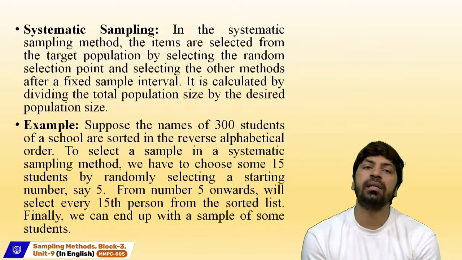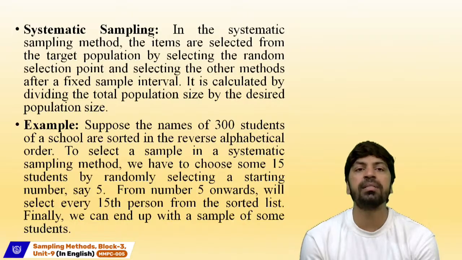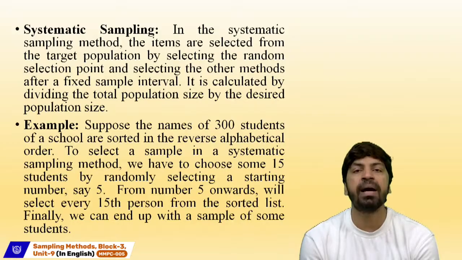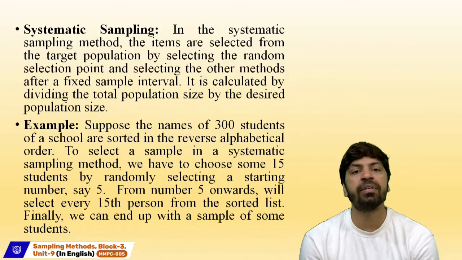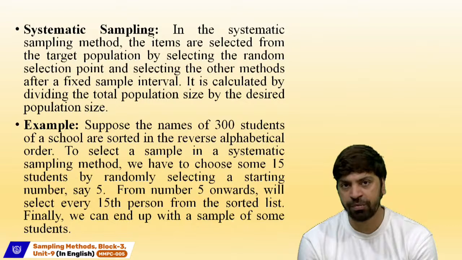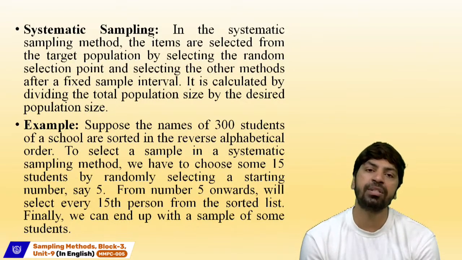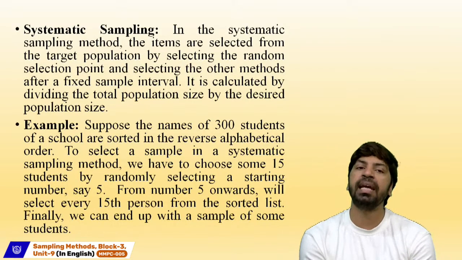The next method of probability sampling is systematic sampling. In this particular method, the items are selected from the target population by selecting a random selection point and then selecting the other items after a fixed sample interval. It is calculated by dividing the total population size by the desired sample size, and accordingly we get the exact figure.